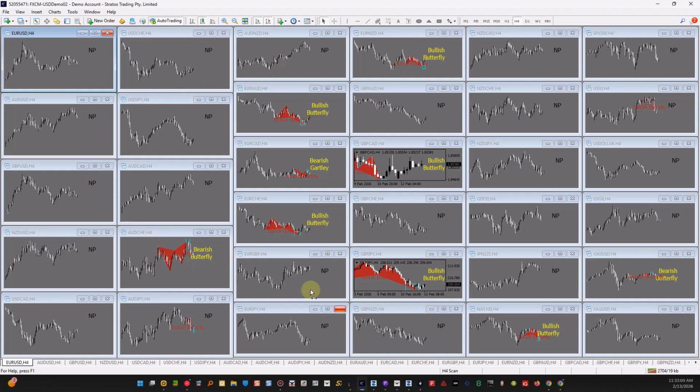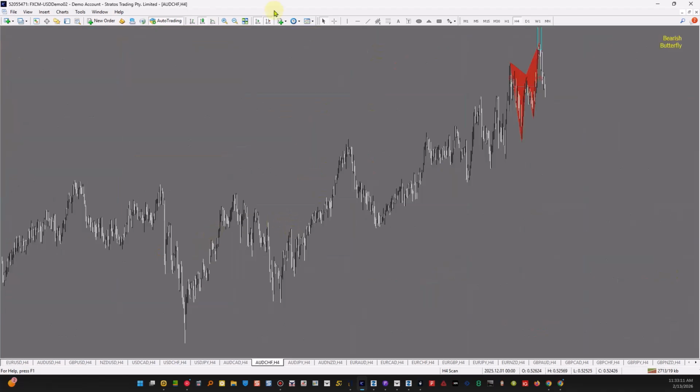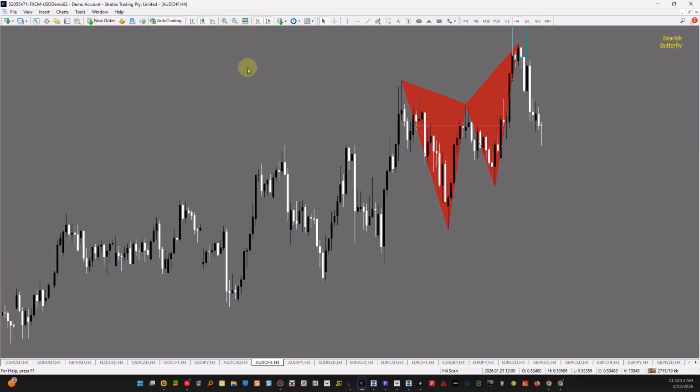And I have it colored this way so I can get a quick visible view of where the harmonics are, and then I can go and check them out and see which ones are active. For example, we have a harmonic pattern here on the Aussie Swiss. As you can see, it has already moved a significant distance. So the threshold is 50 pips. Once it moves 50 pips, then it's no longer an active harmonic.